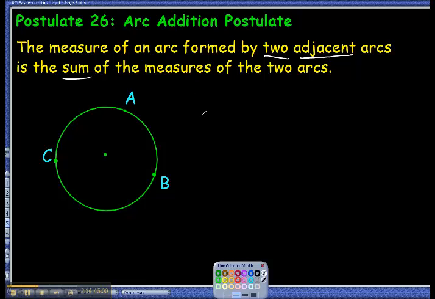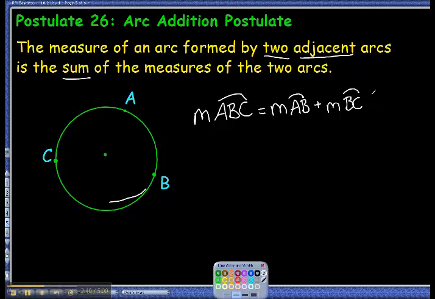So, for example, here I could say the measure of arc ABC, and that's talking about going from A all the way around to C. B is a point that is on that arc. That measure will be equal to the measure of arc AB plus the measure of arc BC. Those are the two adjacent arcs that together form that larger arc. And that's what we call our arc addition postulate.